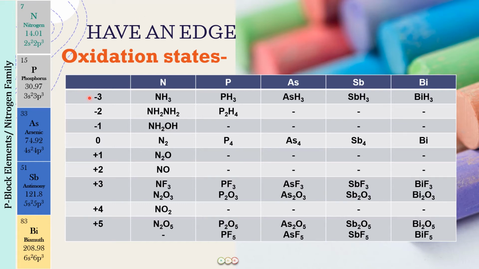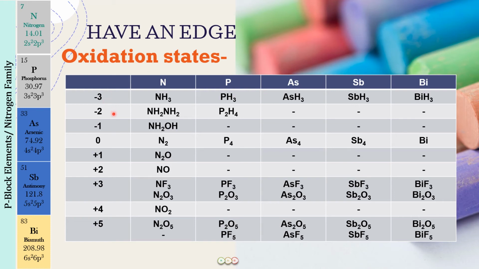The -3 oxidation state can be shown by all the group 15 elements, especially in the case of the hydrides. But the tendency to form the hydrides decreases down the group. The -3 oxidation state tendency decreases down the group, and the gaining of electrons becomes less, because as we go down the group the metallic properties increase, the ionization enthalpy decreases, and the electronegativity values decrease. I hope this is clear to you.